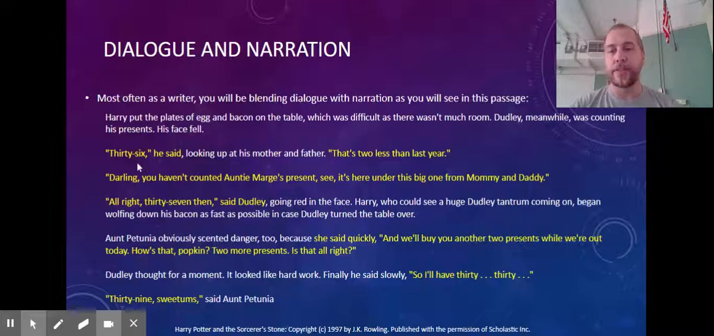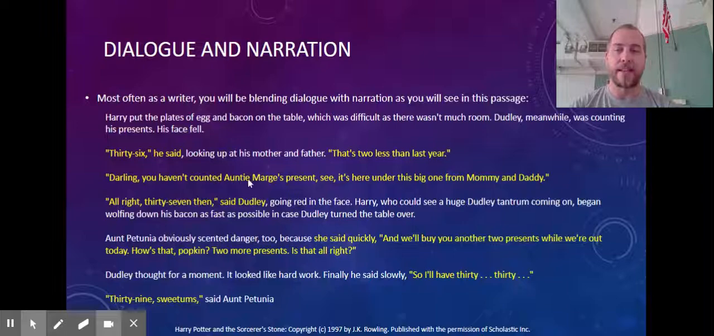Here you'll see, "36," he said, looking up at his mother and father. "That's 2 less than last year." You'll notice that there are 2 lines of dialogue in this paragraph. And that's okay because it's the same speaker. This is Dudley speaking in both of these instances. But you'll notice here when J.K. Rowling gets ready to start another character speaking, she moves down a new line and starts a new paragraph.